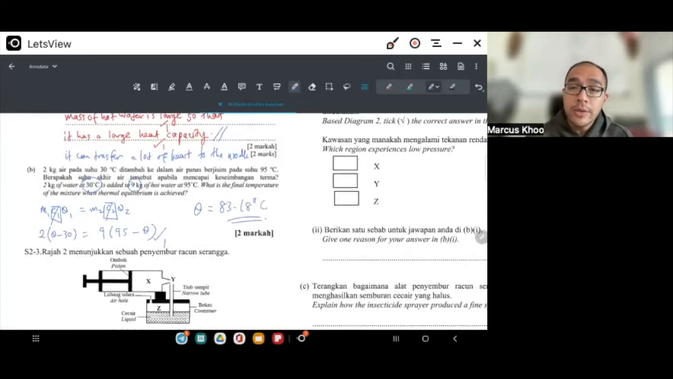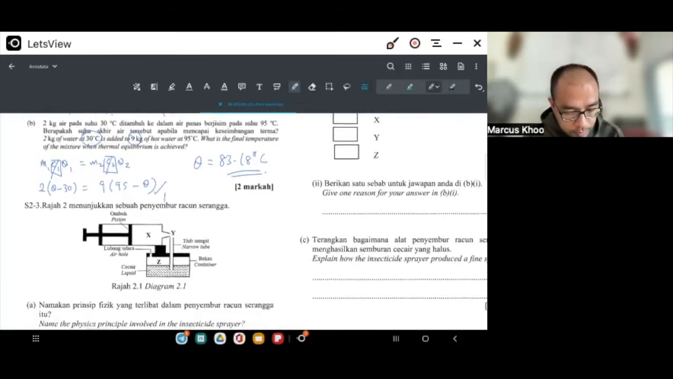When answering a thermal equilibrium question, the most important thing to remember is the one that is going up is always theta minus the original. And the one that's going down is the original temperature minus theta. The final, this one.